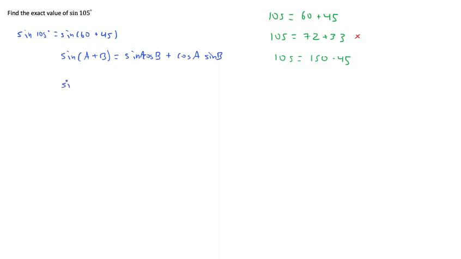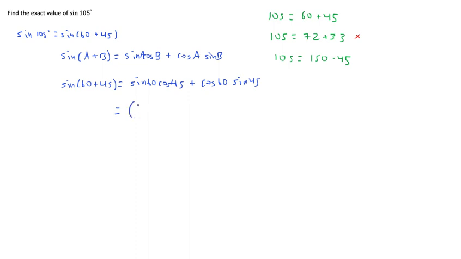So the sine of 60 plus 45 is going to equal the sine of 60 times the cosine of 45 degrees plus the cosine of 60 times the sine of 45 degrees. And once again, these values we know. We should know what the sine of 60, cosine of 45, cosine of 60, and the sine of 45 are. Let's plug these values in.